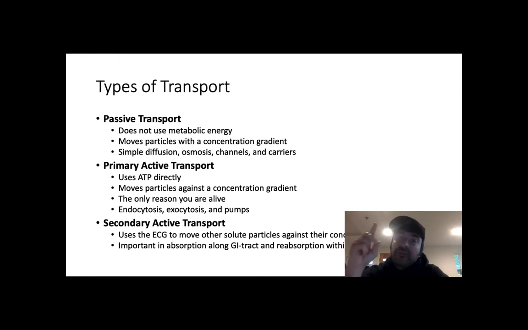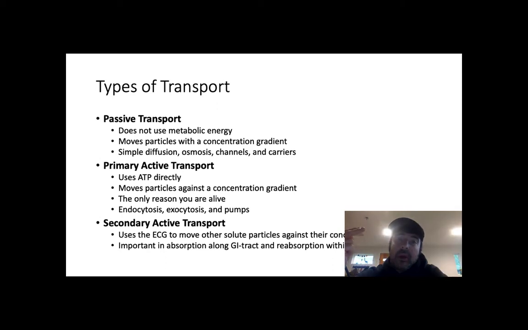So primary active transport moves particles against their concentration gradient, and that's why we need energy, because we're working against a concentration gradient. It's the only reason you're alive, and the types we're going to look at with respect to active transport are endocytosis, exocytosis, but we're going to draw an especially close focus to the activity of the sodium-potassium pump.